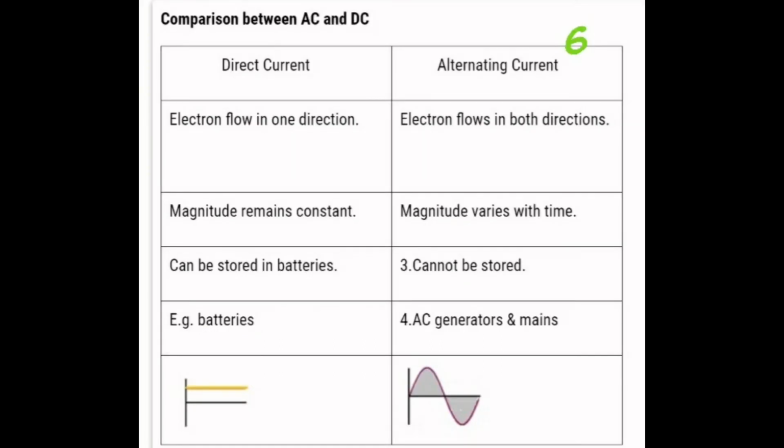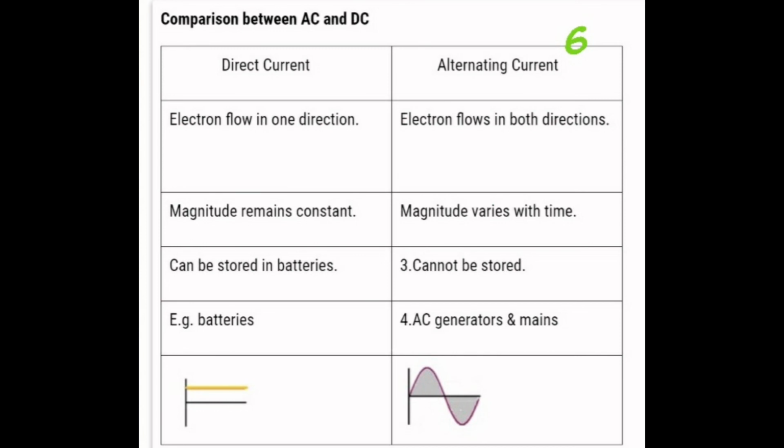Comparison between AC and DC, direct current and alternating current. In direct current, electrons flow in one direction. In alternating current, electrons flow in both directions. In direct current, magnitude remains constant. In alternating current, magnitude varies with time.